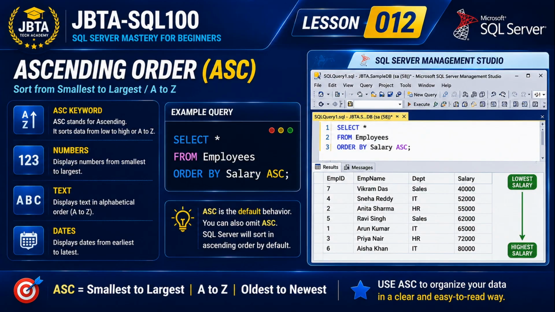One interesting fact is that the ASC keyword is optional. If you write only order by salary, SQL Server automatically assumes ascending order. In other words, these two queries produce exactly the same result. Order by salary and order by salary ASC. Both sort the data from the lowest salary to the highest salary.